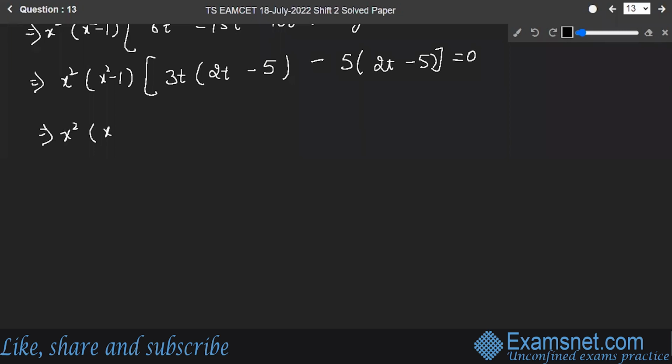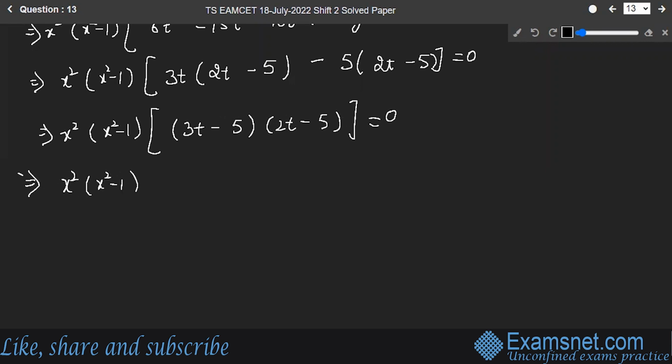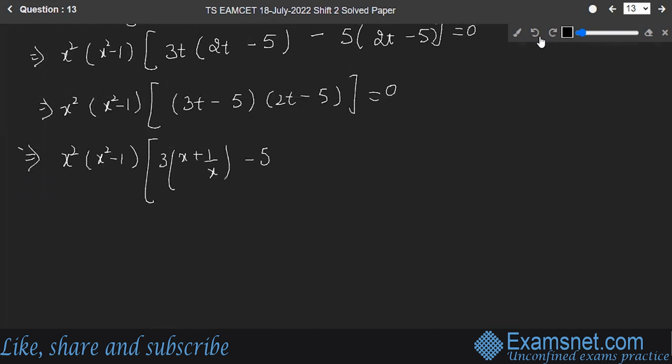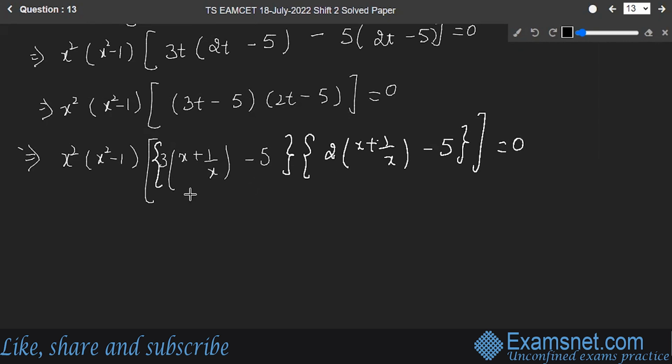x square into x square minus 1. So the two factors will be 3t minus 5 and 2t minus 5. But t was equal to something else. Let's write it. t was equal to x plus 1 upon x. So 3 into x plus 1 upon x minus 5, this is the first factor. And the second factor is 2 into x plus 1 upon x minus 5. This is whole equal to 0.